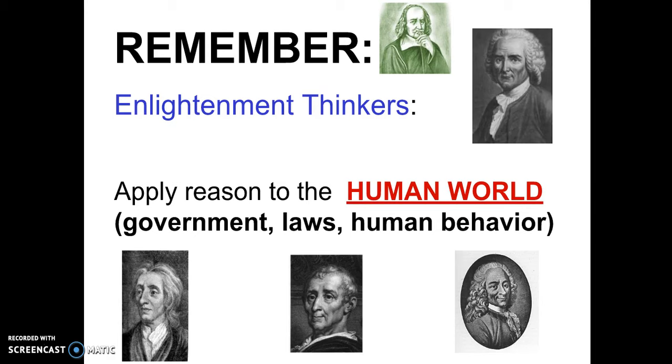Okay, so a couple things to remember is that Enlightenment thinkers, and you see pictures of them here, they apply reason to the human world, government, laws, and human behavior. So these thinkers are going to have a huge influence on the United States in the 1700s. The United States is incredibly influenced by these guys. Our country has truly been developed in our founding and our government and all the different aspects of our government. Many of them came directly from this time period, the Enlightenment or Age of Reason.